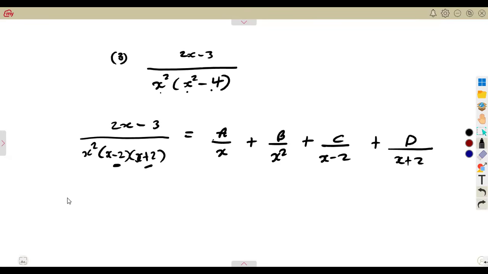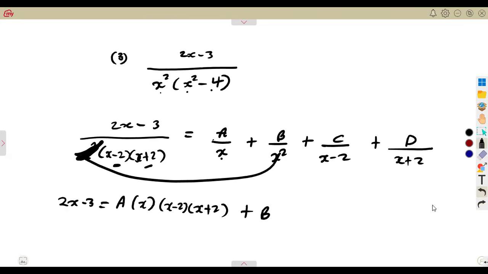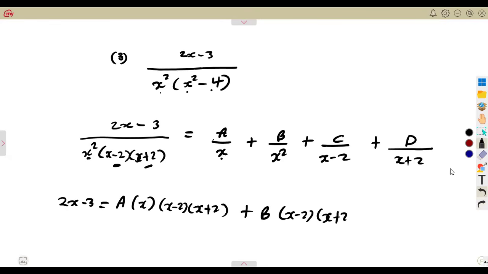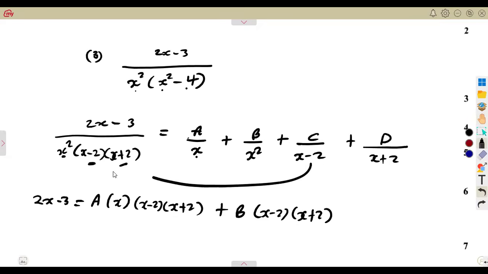So we're going to relate our numerator: 2x minus 3 is equal to, let's start with this part of a. So that will be a into what? The x divides with the x squared, that will be x. Then we remain with these 2 brackets of x minus 2 and x plus 2. Plus, we take our b, we divide the x squared and x squared. As you can see, these will cancel. You remain with these 2 brackets, x minus 2, x plus 2. You do the same thing on the part of c, the x minus 2 cancels, meaning you remain with x squared and x plus 2. So that's c into x squared into x plus 2.